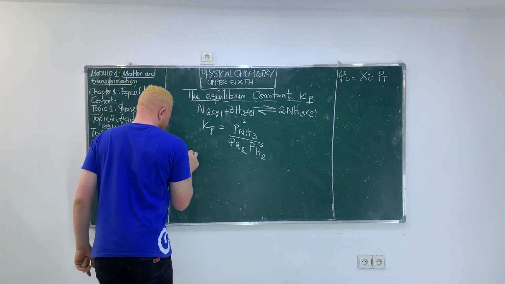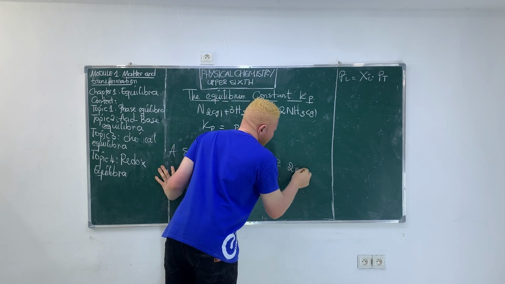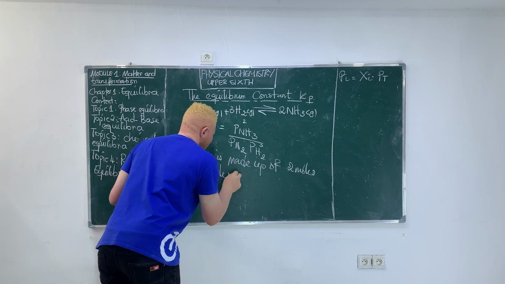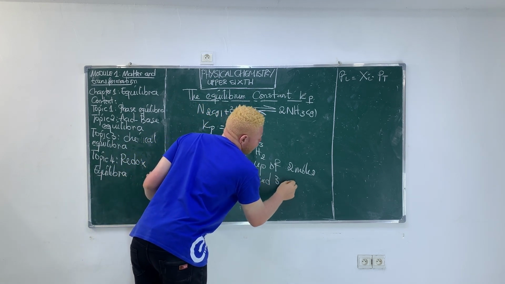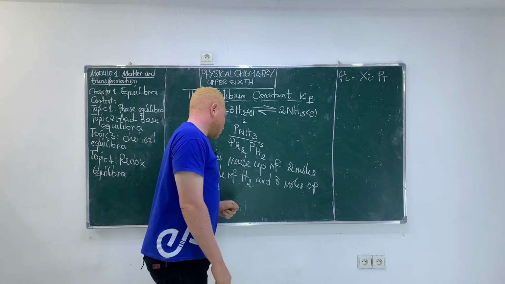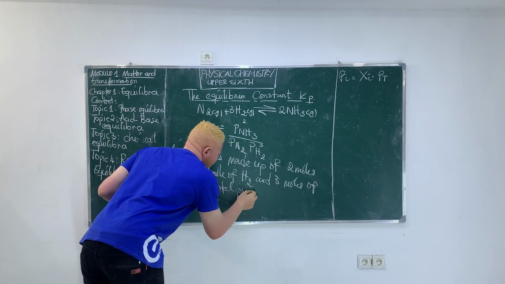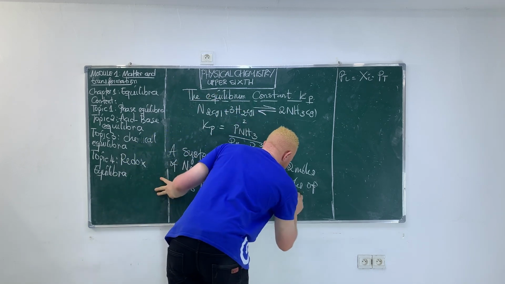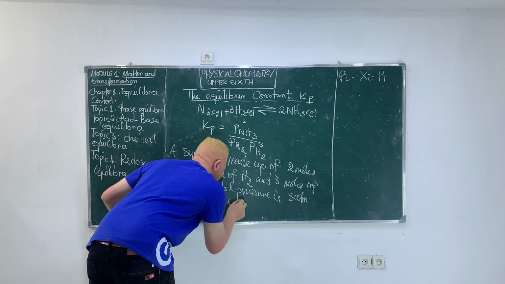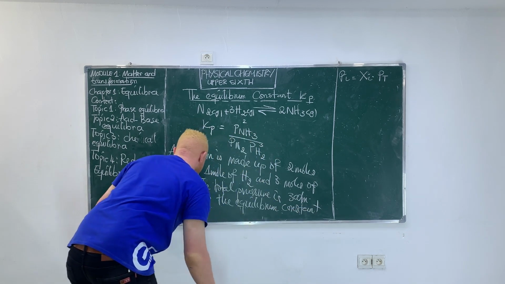Example: a system is made up of 2 moles of nitrogen, 1 mole of hydrogen, and 3 moles of NH3. The total pressure is 3 atmospheres. Calculate the equilibrium constant Kp.